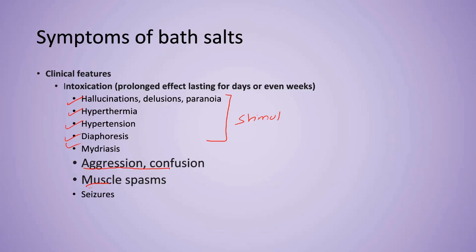Okay, and this prolonged effect lasting for days or even weeks. So they have a tough time getting out of your system. So whenever you need to see the duration of the effect, if it's lasting days or weeks, there's a very high chance it's bath salts and not cocaine or amphetamines. And again, if they're very aggressive, combative, and if they're getting muscle spasms, right? This should direct you towards bath salts. Okay. Seizures can happen both in cocaine use and this, but obviously it's a feature of a stimulant.